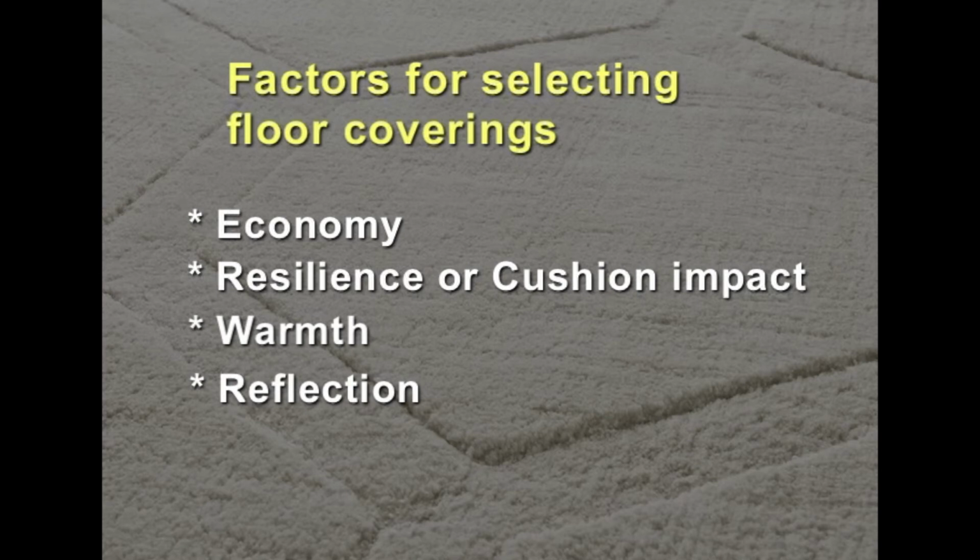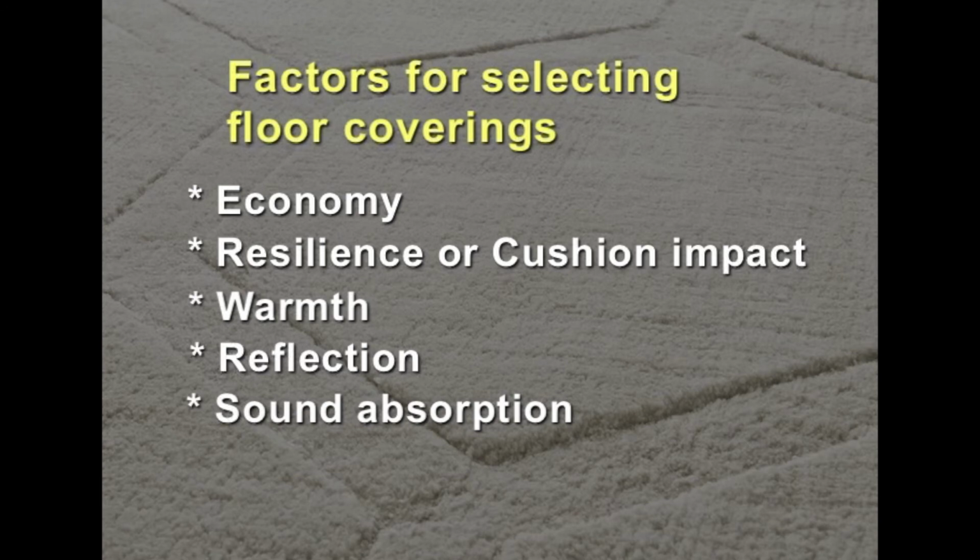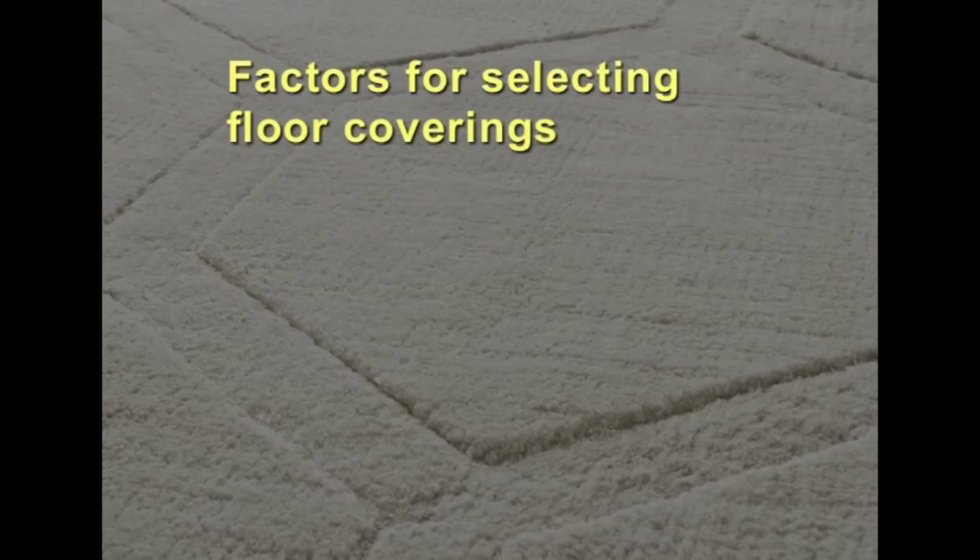Reflection. It is usually associated with ceilings and walls, but much more light hits the floor day and night. The more light the floor reflects, the brighter the home will be. Sound absorption. Rough, porous material lessens noise. Carpeting helps in insulation against sound.